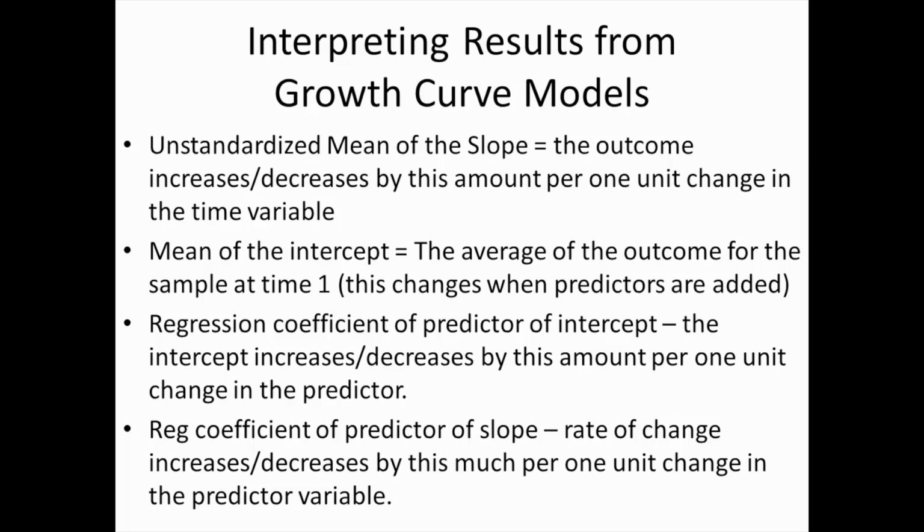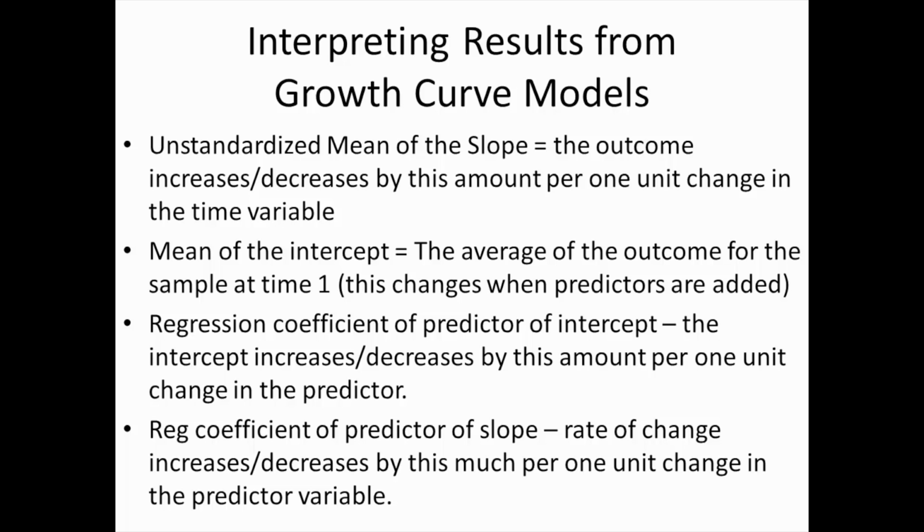Regression coefficients predicting the intercept tells us that the intercept increases or decreases by X amount per 1 unit change in the predictor. And regression coefficients predicting the slope tell us that the rate of change in our sample increases or decreases by this much per 1 unit change in the predictor variable.